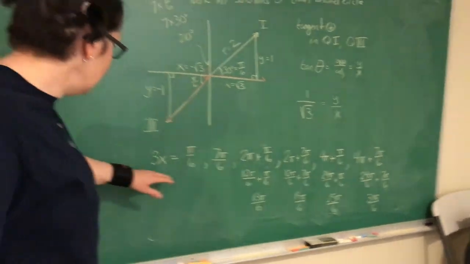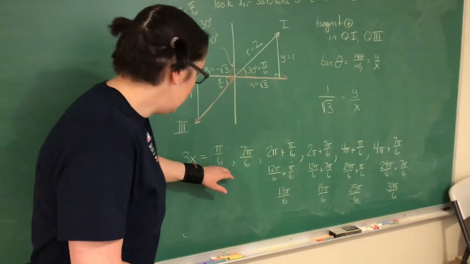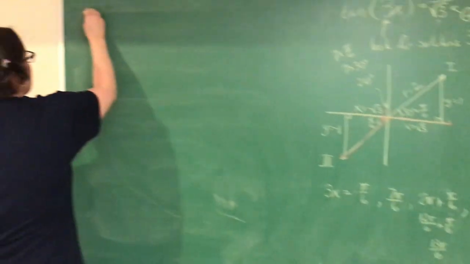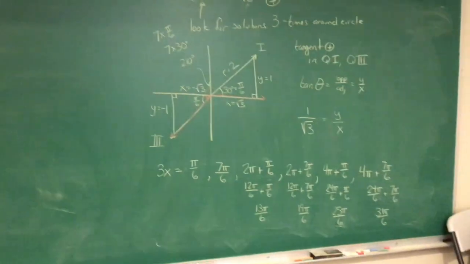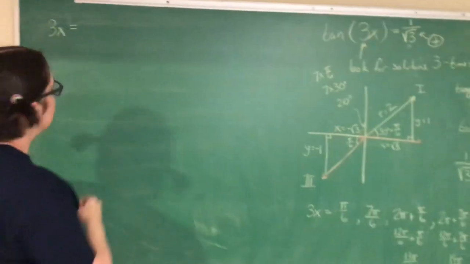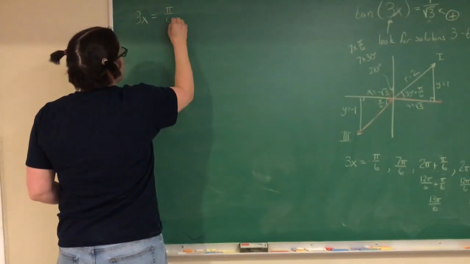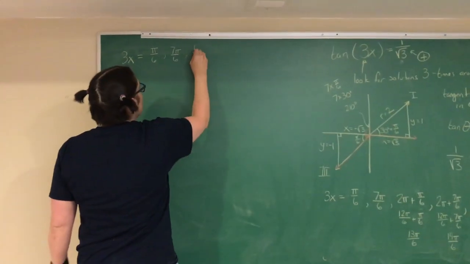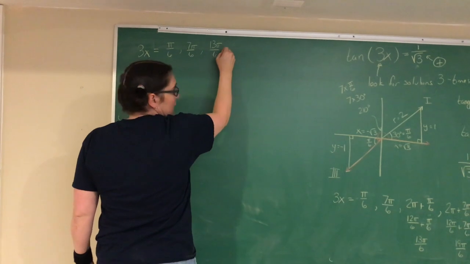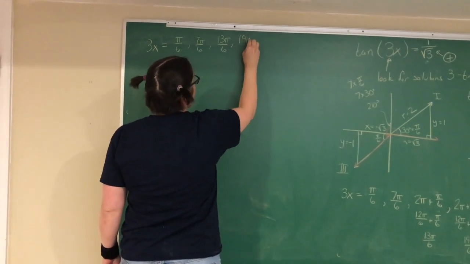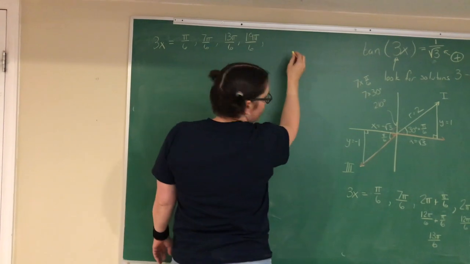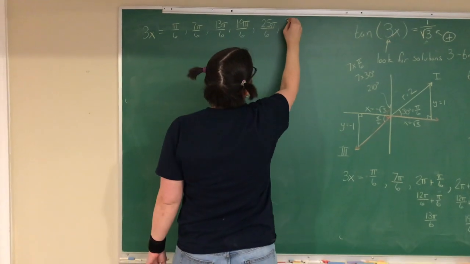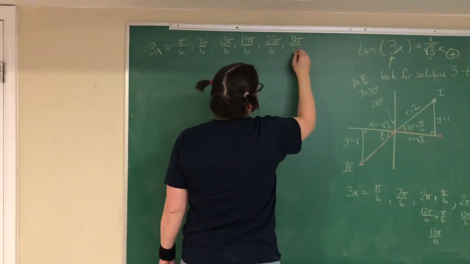Okay, so our fancy angle of 3x is equal to any of these 6 possible angles. So let me write that down carefully up here. We have 3x, the fancy angle inside the parentheses, is equal to pi over 6, or 7 pi over 6, or 13 pi over 6, or 19 pi over 6, or 25 pi over 6, or possibly 31 pi over 6.